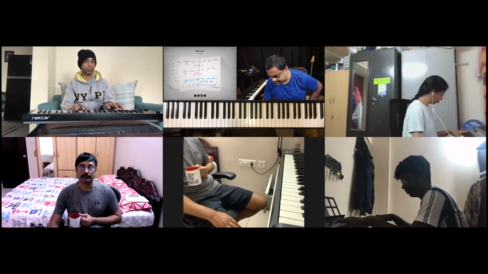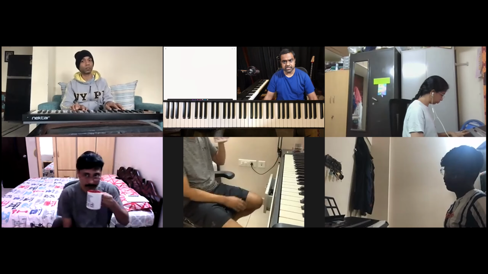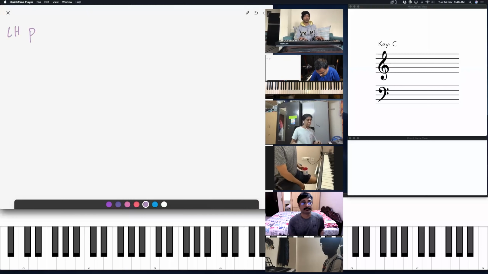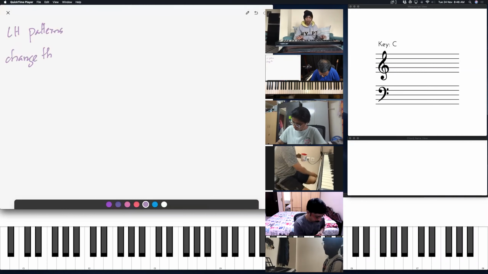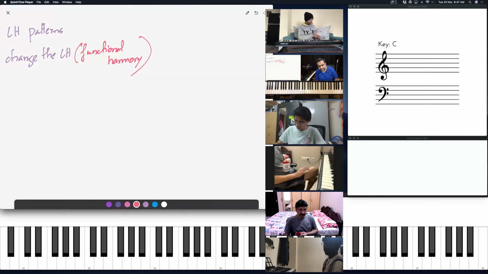So let's conclude by just defining that exercise once more. With the exercise, what all are we supposed to do? We have left hand patterns, then change the left hand. And remember, play the left hand with functional harmony. What I mean by functional harmony is that whole tonic, stable, unstable and all that. More on this in a theory class. We have to first learn what chords are. Then this will help.